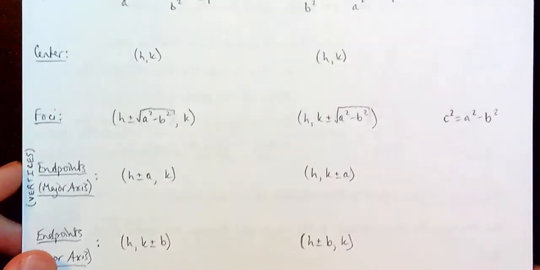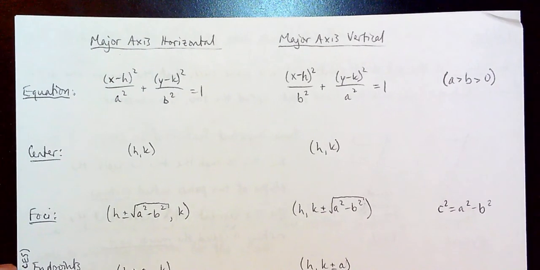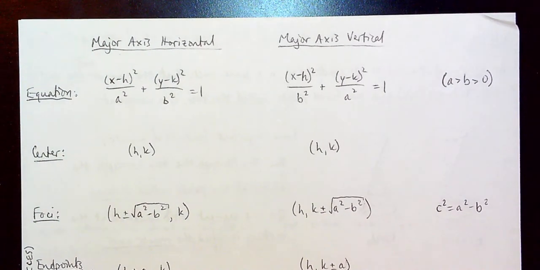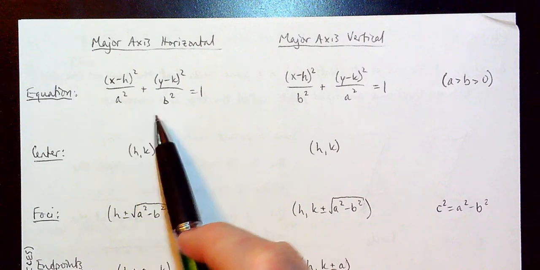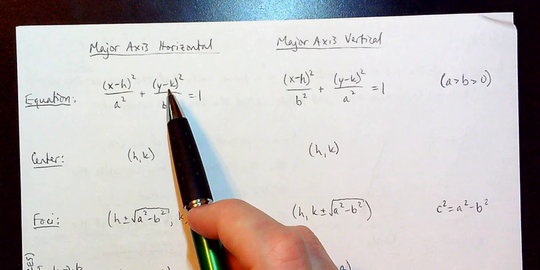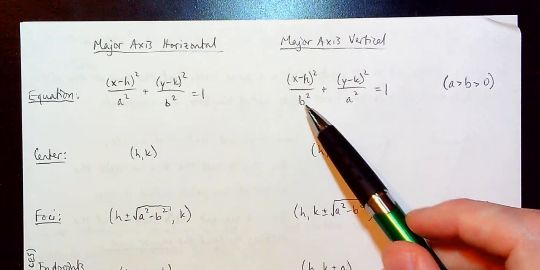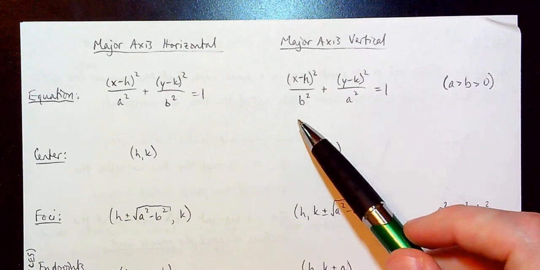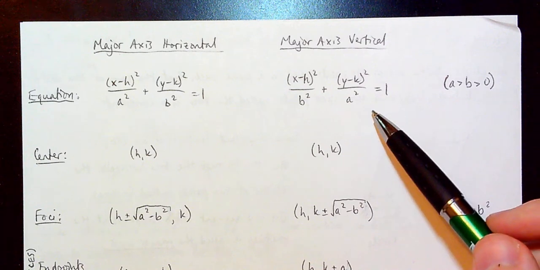So we have a nice little chart that breaks down all the key pieces and what they are saying. First off, the general equation here. This is the one that we just saw: x minus h squared over a squared plus y minus k squared over b squared is equal to 1. The other way you could see it is x minus h squared over b squared plus y minus k squared over a squared is equal to 1.